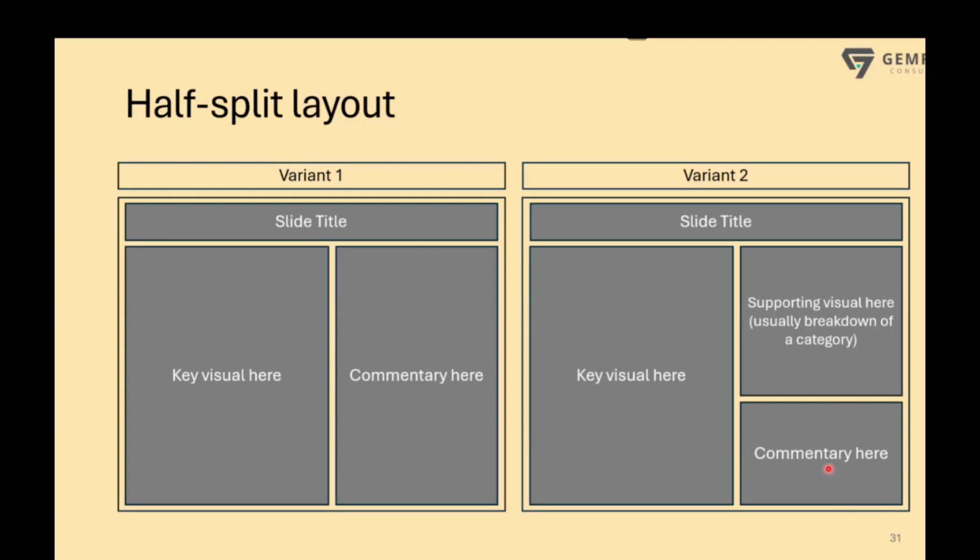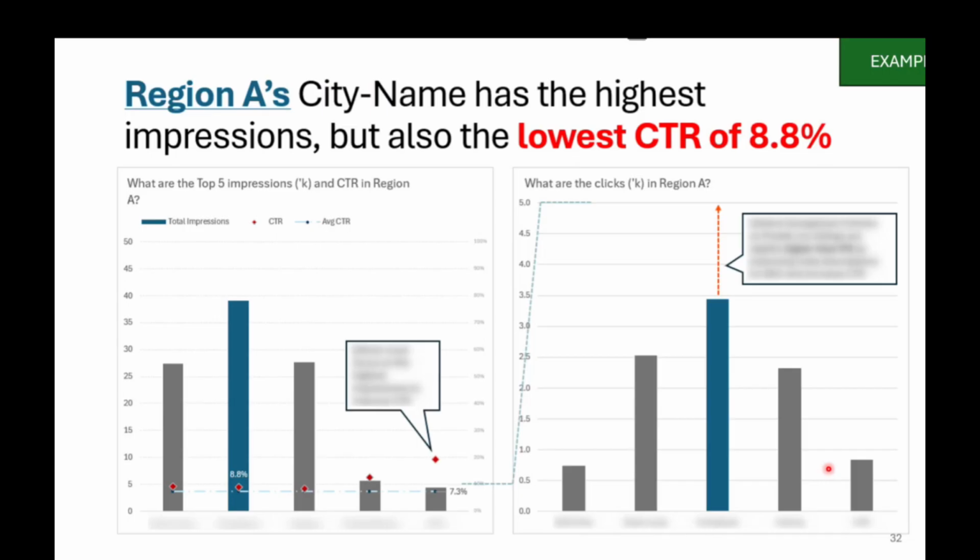Now I want to show you next how a half split layout would look like in my real consulting experience. I have done this for my client, and of course I have anonymized everything here, otherwise I would get sued. Okay, so this is region A's city which has the highest impression. The context is we are doing SEO analytics. SEO is search engine optimization for an e-commerce platform in Malaysia, right?